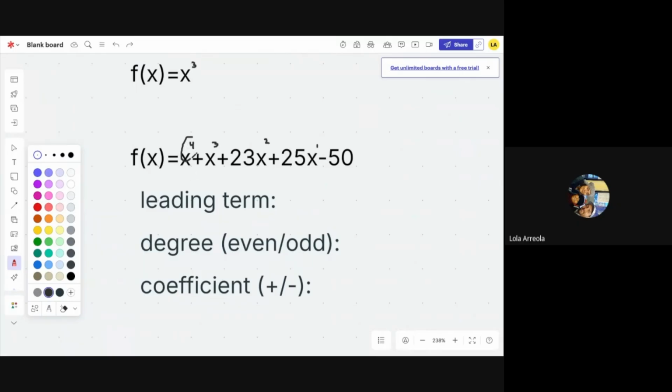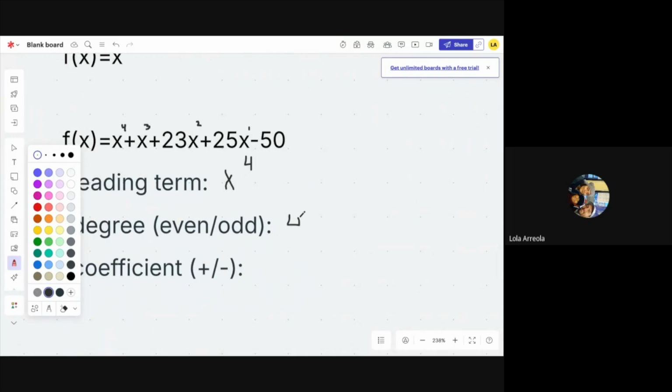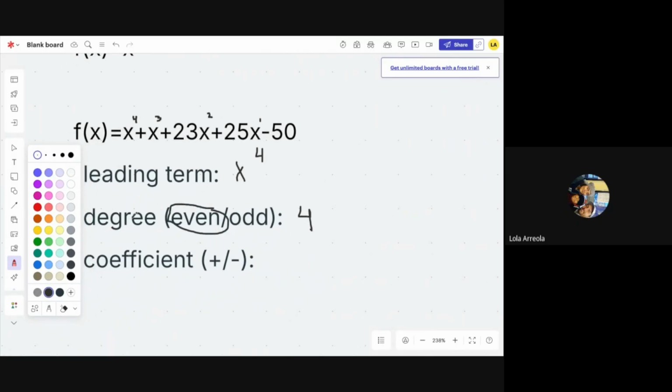Obviously x to the 4th, and this one actually happens to go in descending order for the exponent, so it goes from highest to lowest, which means that this polynomial is already in standard form. So it's very obvious what the leading term is, and that term is x to the 4th power. Okay, so the degree is just the exponent itself. So 4 is the degree of my leading term. And it's safe to say that 4 is an even number. So right now I know that my leading term has an even degree.